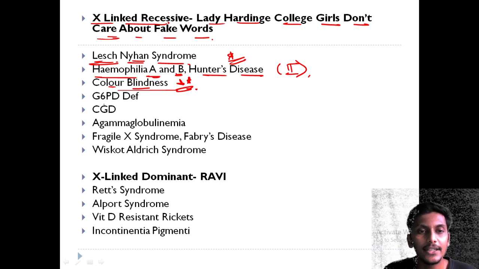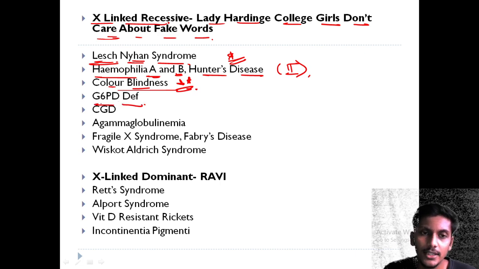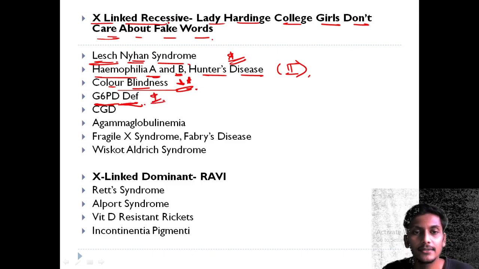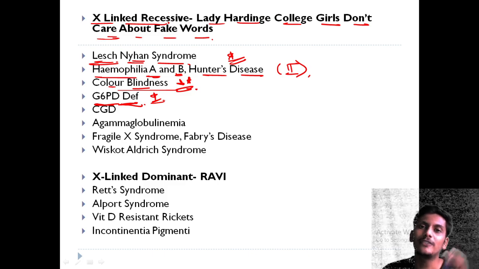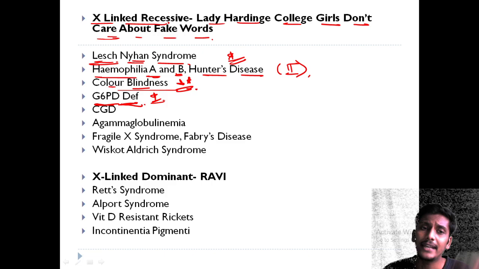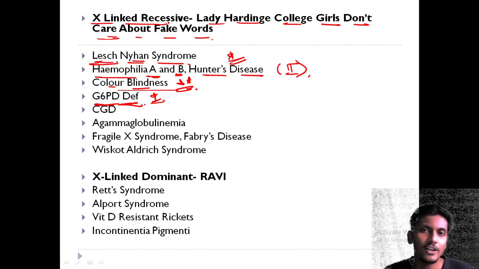Okay. Then next one is G6PD deficiency, that is glucose 6-phosphate dehydrogenase deficiency, and G6PD deficiency leads to hemolytic anemia, and this is also an exception. So please remember most of the enzymopathies inherit by autosomal recessive pattern of inheritance except G6PD deficiency which inherits by X-linked recessive pattern of inheritance.